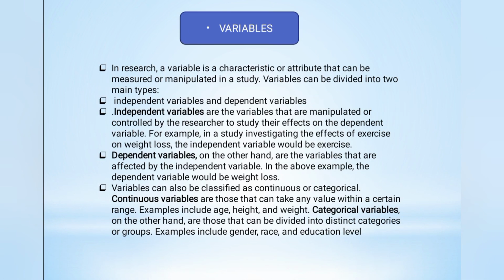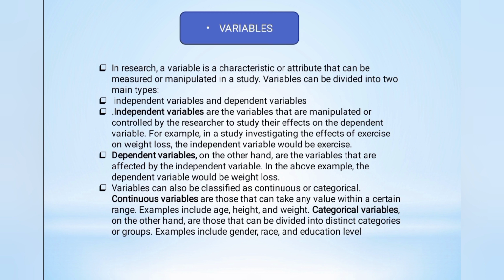Variable. In research, a variable is a characteristic or attribute that can be measured or manipulated in a study. Variables can be divided into two main types: independent variables and dependent variables. Independent variables are the variables that are manipulated or controlled by the researcher to study their effects on the dependent variable. For example, in a study investigating the effects of exercise on weight loss, the independent variable would be exercise. Dependent variables, on the other hand, are the variables that are affected by the independent variable. In the above example, the dependent variable would be weight loss.